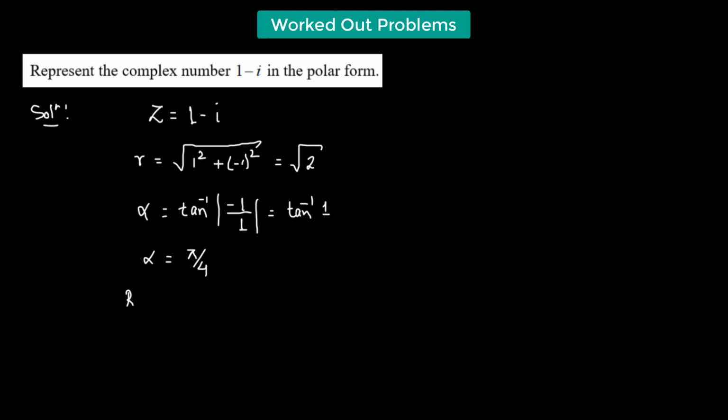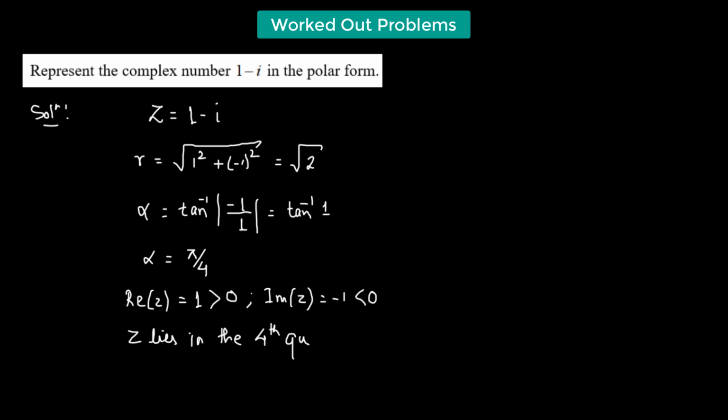Now the real part of our complex number z is 1, which is greater than 0, and the imaginary part of z is negative 1, which is less than 0. So our complex number z lies in the fourth quadrant. That means our theta value is simply equal to negative alpha, so we are measuring theta in the clockwise fashion. So this is equal to negative pi over 4.